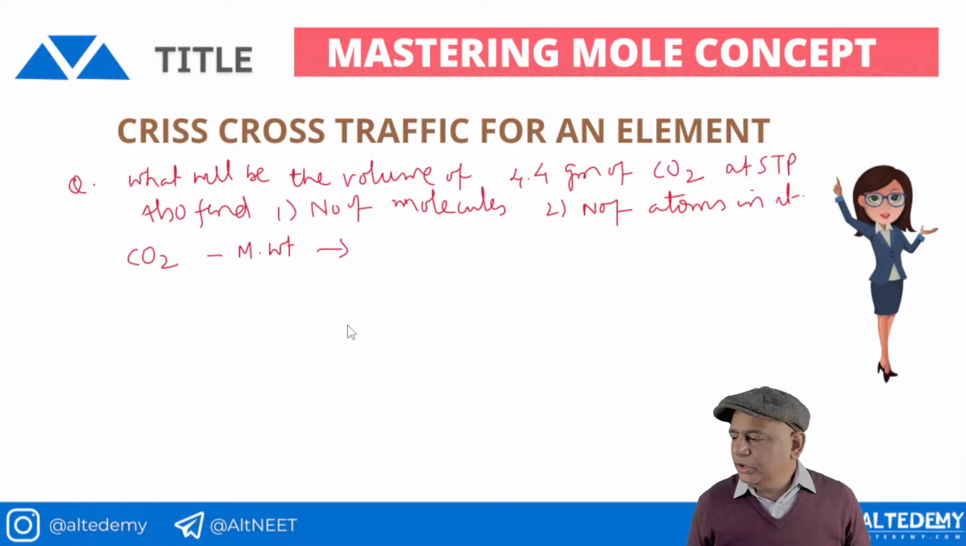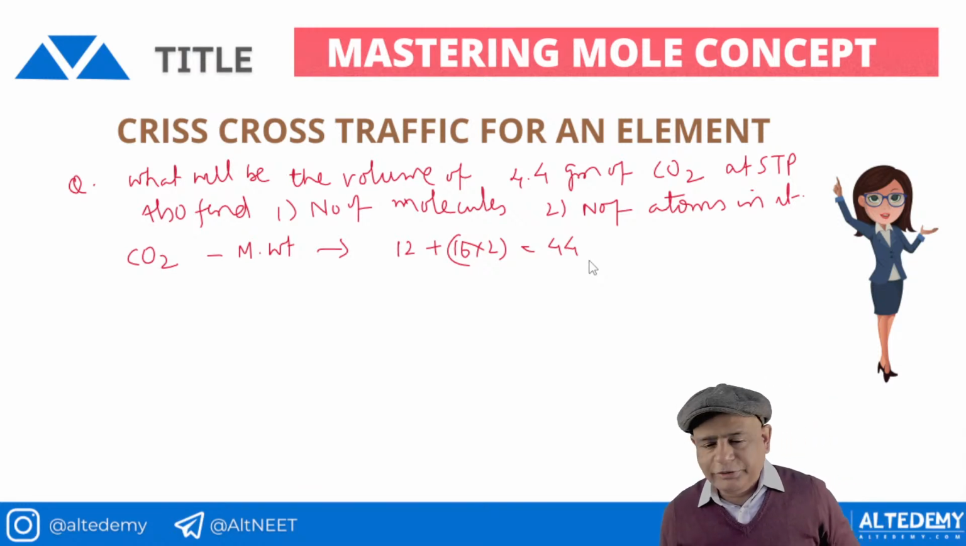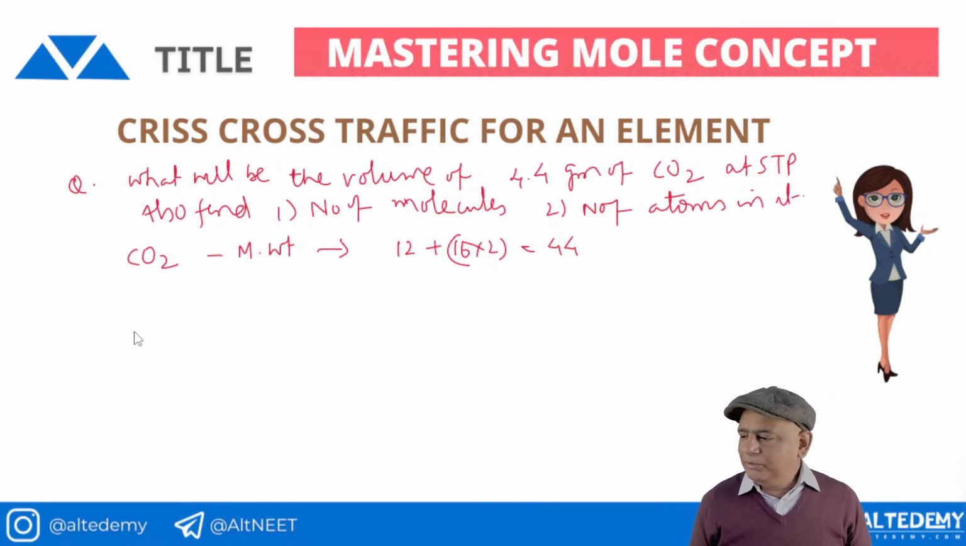Molecular mass of carbon dioxide. It's 22? No, dear. Carbon is 12 plus 16 into 2, which is 32. Calculate, it is 44. So 44 is the molecular mass. Somehow you mistook it. Half of 44 is 22. Probably you took it that way. Okay.